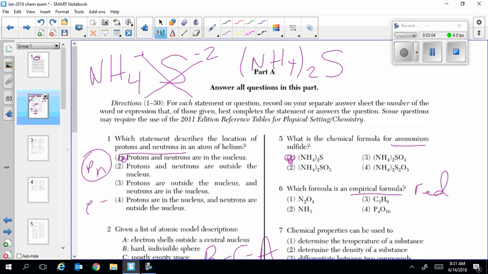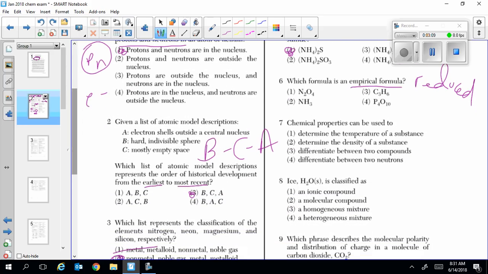Which formula is empirical? The word empirical means reduced, so I want the simplest formula. A 2 and a 4 could be reduced. There's my answer. NH3 cannot be simplified any more than that. A 3 and a 6 could be reduced. A 4 and a 10 could be reduced.